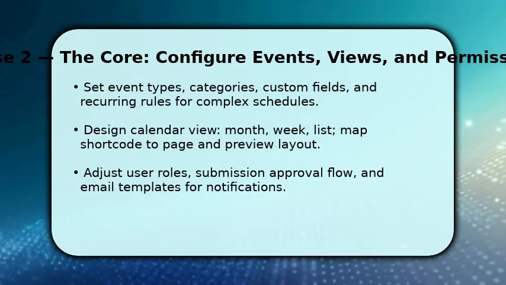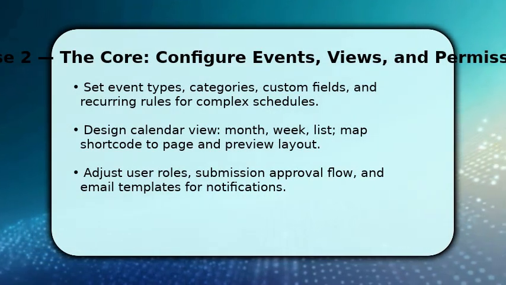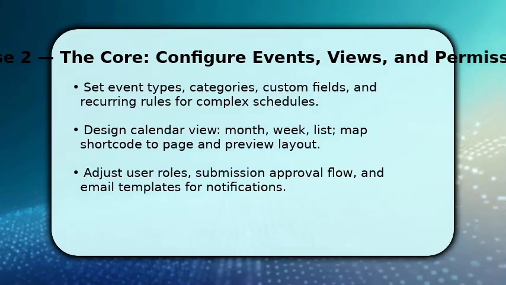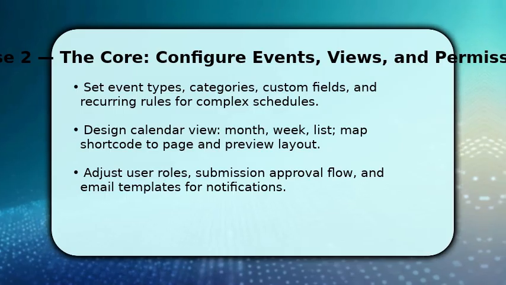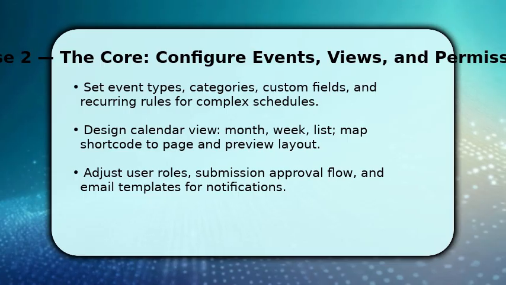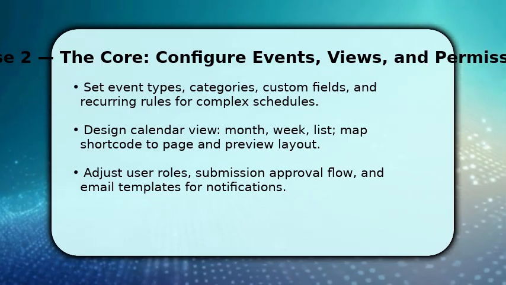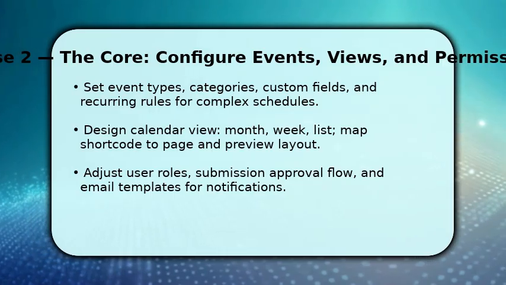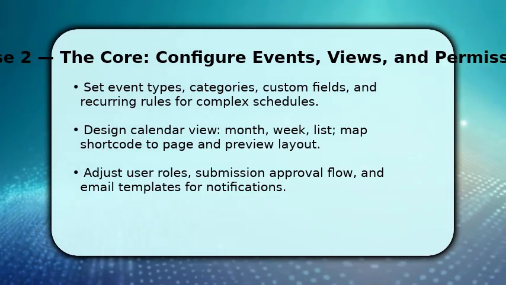Now you build the core: event structure, visual output, and access control. Define event types, categories, and custom fields so each entry captures necessary data. That reduces edits later. Then choose calendar views: month, week, and list. Place the plugin shortcode on the calendar page and preview to confirm spacing and responsive behavior.